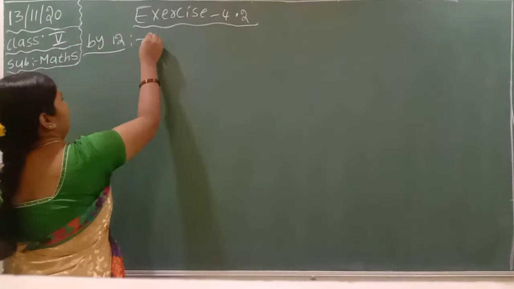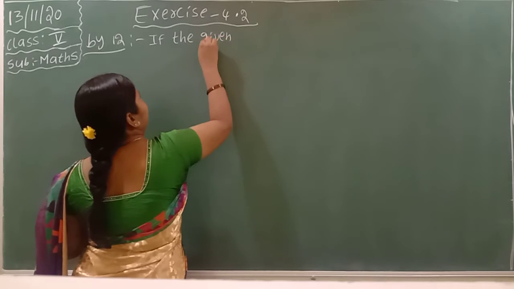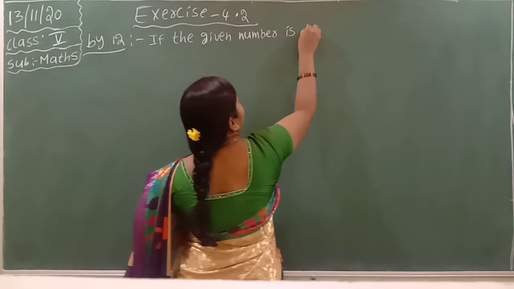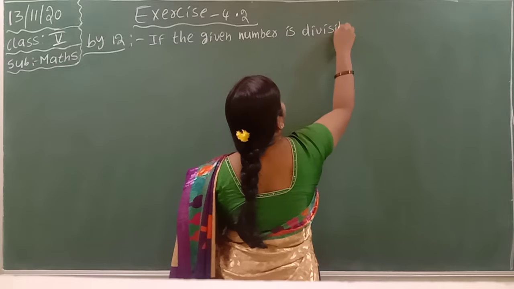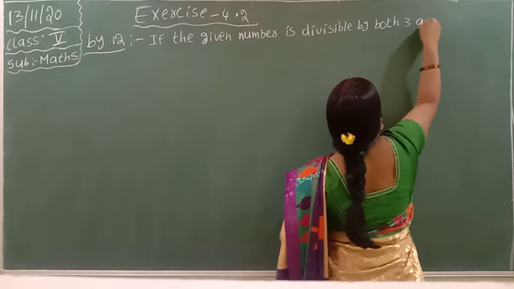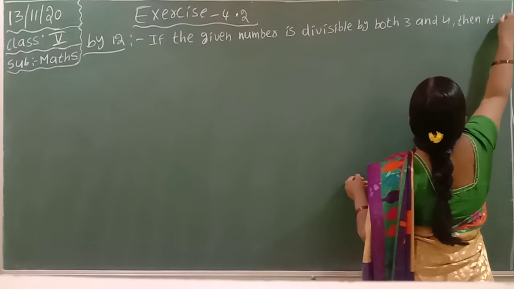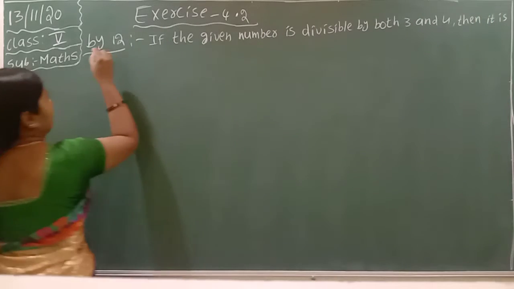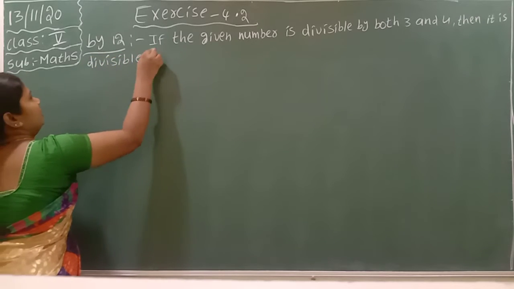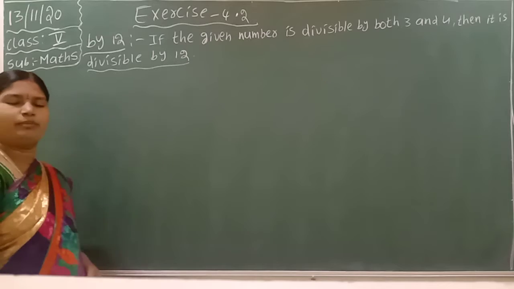See here, if the given number is divisible by both 3 and 4, then it is divisible by 12. It is the divisible by 12 property.